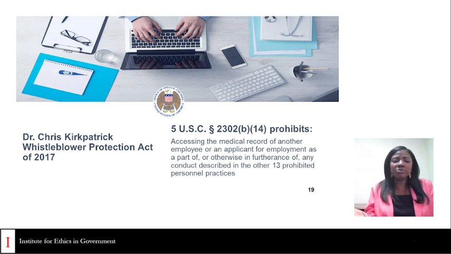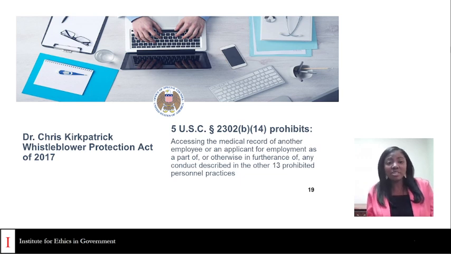So how could a manager have access? In most agencies, there isn't just a database that someone could go into and find someone's medical information. Well, think about maybe the reasonable accommodation process. A manager may have access to an employee's medical information through that process. Or maybe the employee has disclosed medical information to their manager. So if the manager uses that information to commit one of the other 13 prohibited personnel practices, that would be a violation of B14.